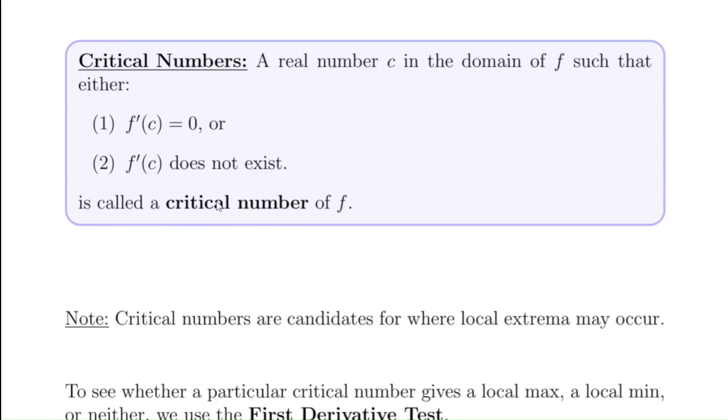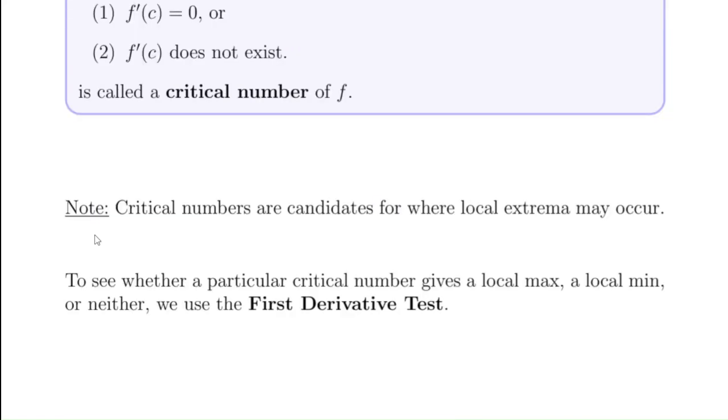So in our previous example, the numbers 1 and 3 were critical numbers. And critical numbers help us determine where a function is increasing or decreasing because they help us to partition the real line, the interval minus infinity to infinity, into subintervals where the function is increasing or decreasing. Now, critical numbers are also important because they are candidates for where local extrema may occur. So a local maximum or a local minimum could occur at a critical number.